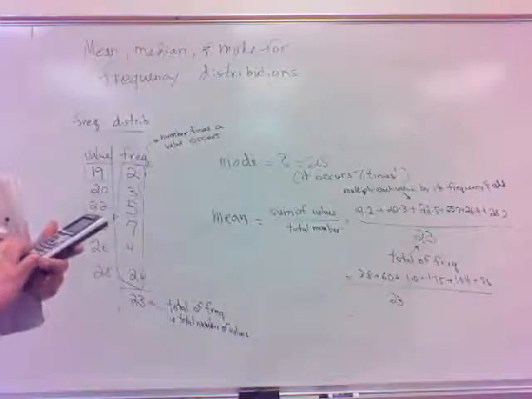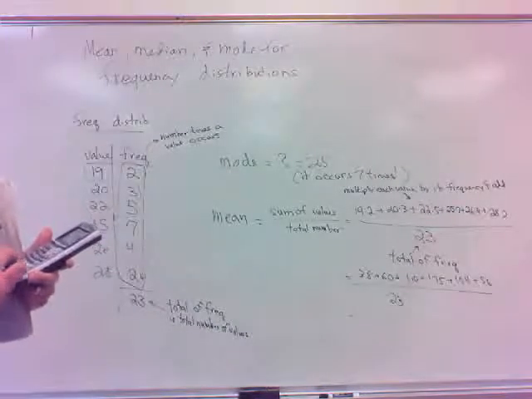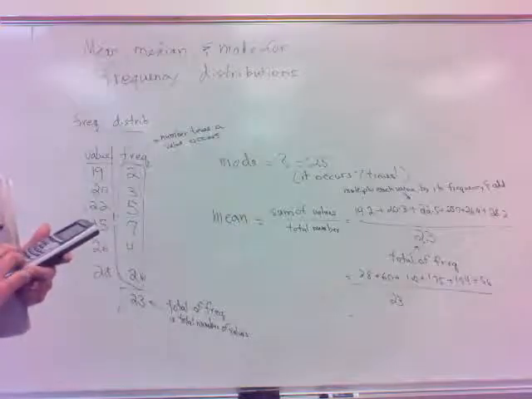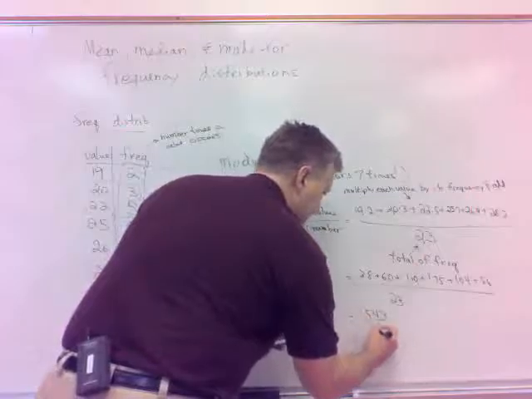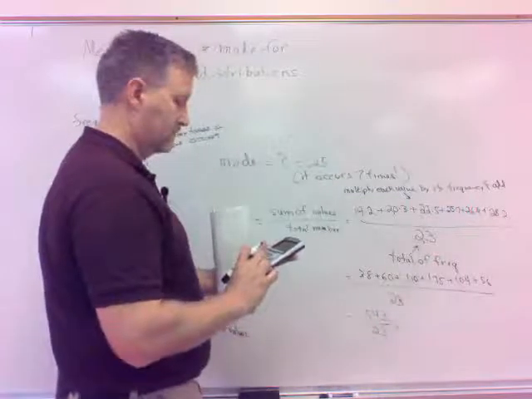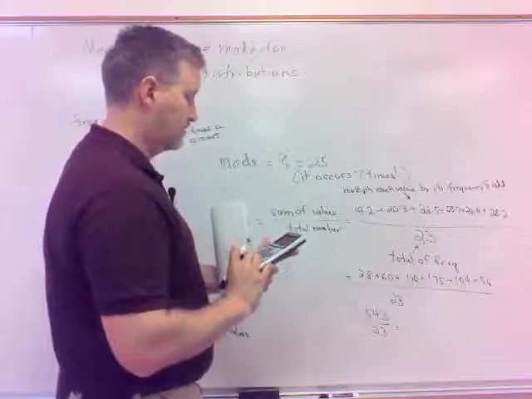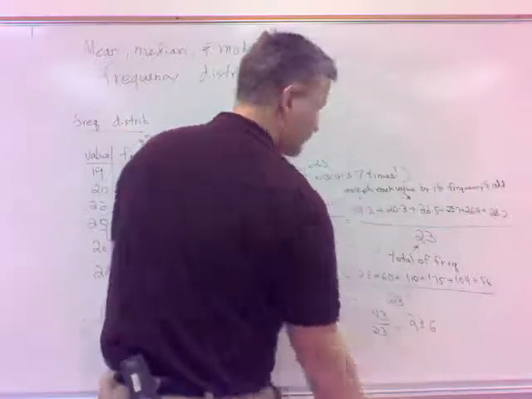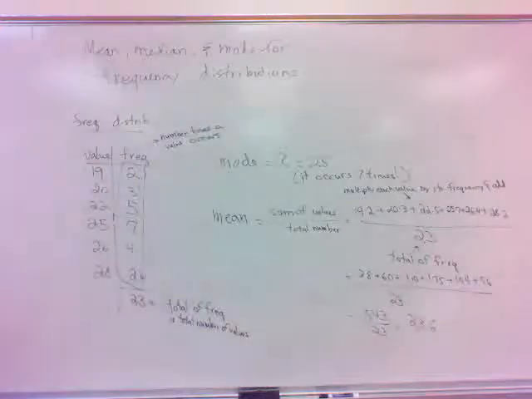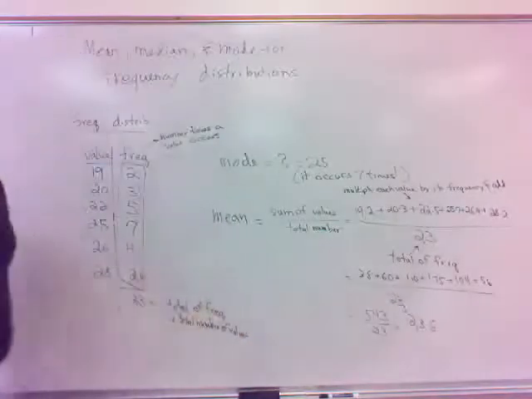98. Did I do those right? 98, 110, 175, 104, 56. 543 divided by 23. That's what I get. Does that sound right? $23.6? Yes, I got that in the past, so I'll go with it. All right. So the mean is, for this, 23.6.